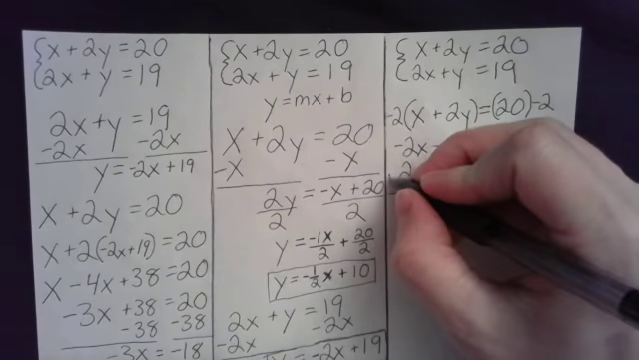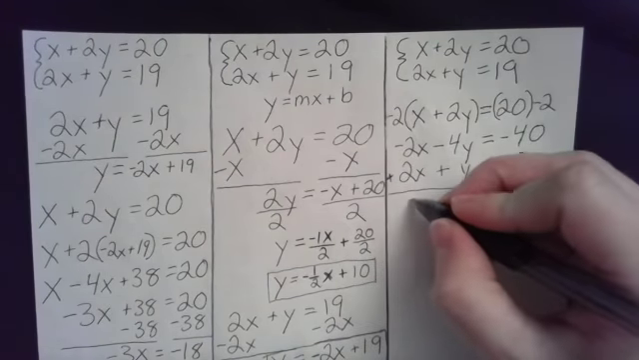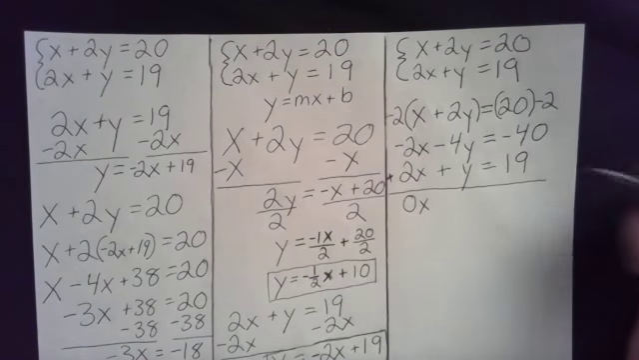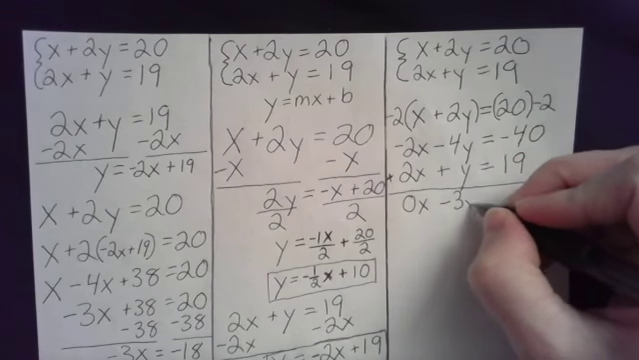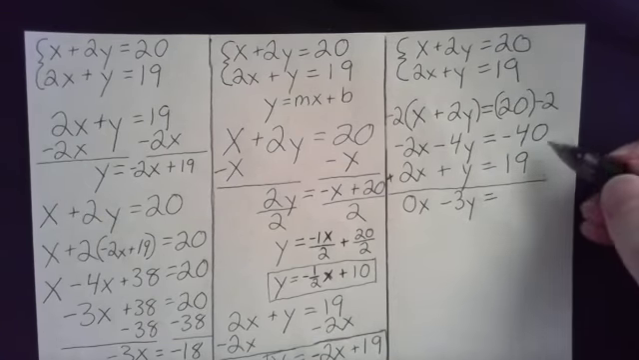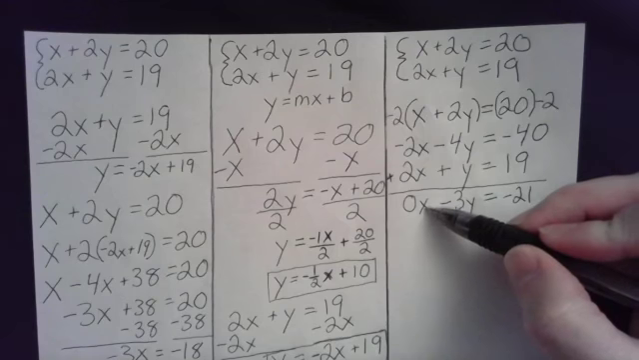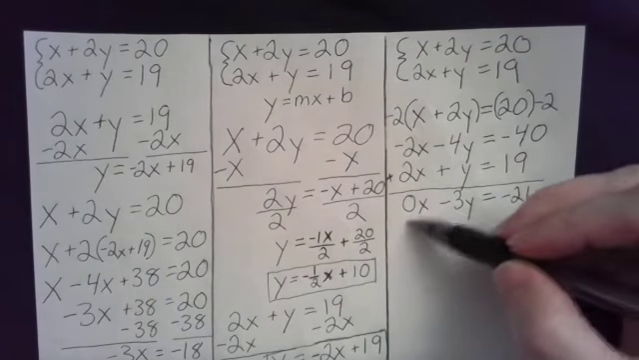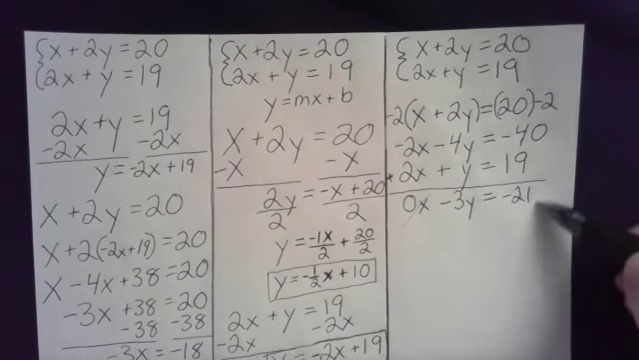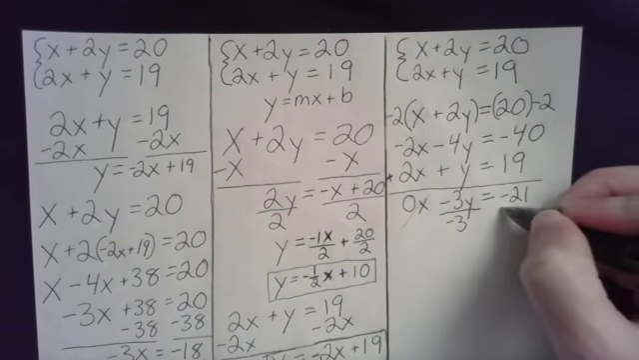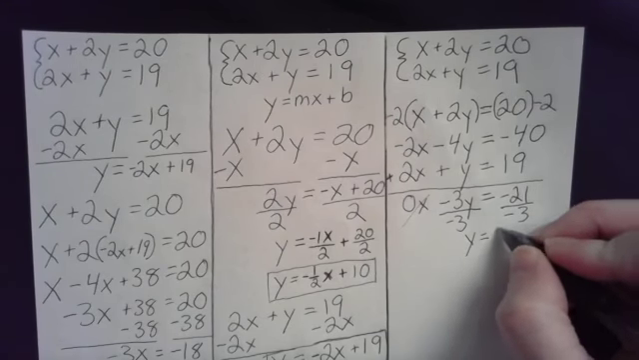So when I add -2x plus 2x, I get 0x. -4y plus y, -3y. And -40 plus 19 is -21. This is 0x, and I just put that there so that you can see it. But we actually don't even need to write that if we don't want to. So we're just left with -3y equals -21. To get y by itself, I divide both sides by -3, and I end up with y equals 7.